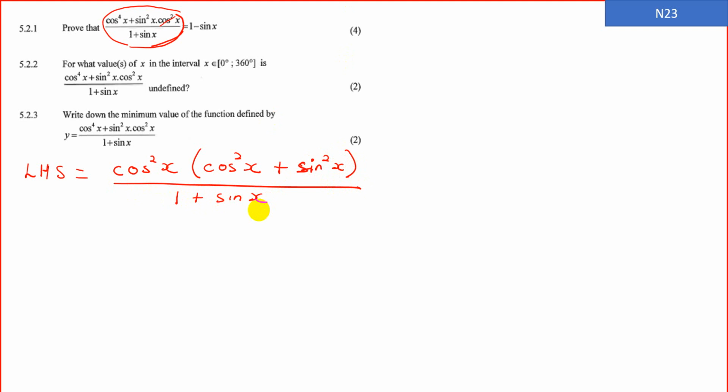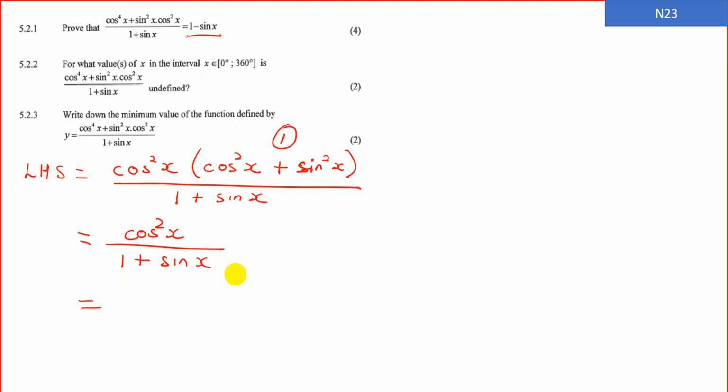Now, if we inspect the numerator, we have cos squared x plus sine squared x, which is actually equal to 1. So we can replace the bracket with 1, and the numerator is cos squared x times 1, which is cos squared x, all over 1 plus sine x. Now, if you look at the right-hand side, the right-hand side is 1 minus sine x. So that's where we want to go. That is our destiny.